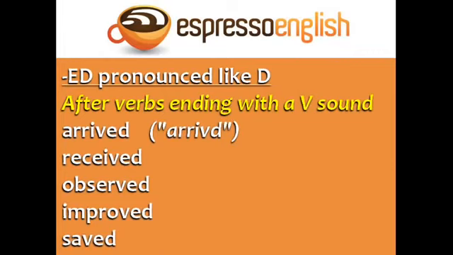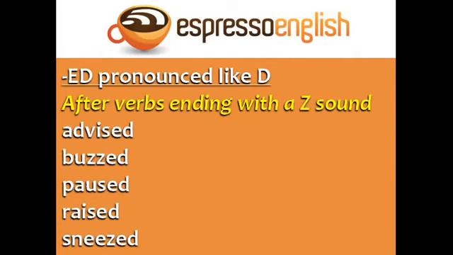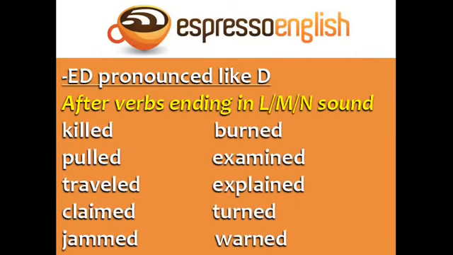It's also pronounced like D after verbs ending with a V sound. Arrived, received, observed, improved, saved. ED is pronounced like D after verbs ending with a Z sound. Advised, buzzed, paused, raised, sneezed.